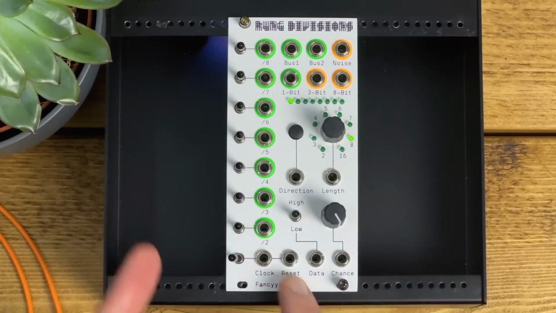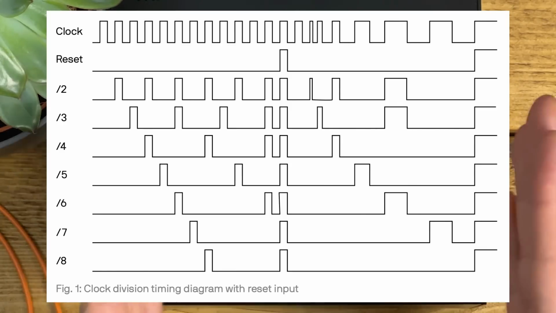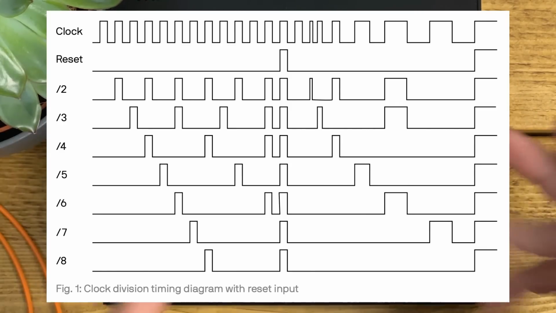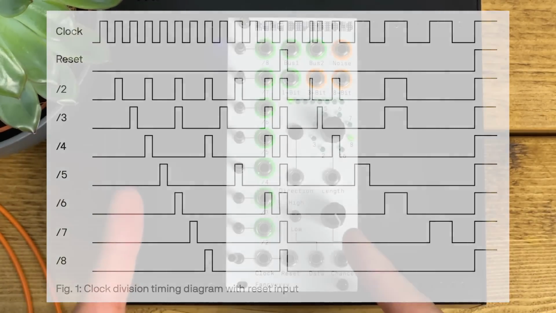A gate here will reset the counters. It's worth pointing out that these outputs produce pulses that always have the same width as the input clock. So unlike other clock dividers where the outputs fill 50% of their period and you essentially get square waves out, here the pulses become relatively thinner and sparser as you go down the divisions. This is pretty key to how Rung Divisions works when you start combining clock divisions.